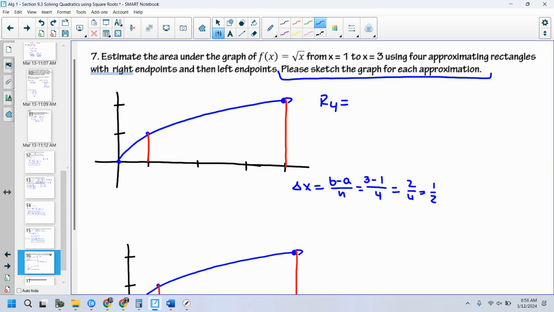I don't understand why we're doing R4. Didn't I say... Oh, 4 approximating rectangles. Okay, so, but are we approximating from x equals 1 to 4? No, we're approximating from 1 to 3 using 4 rectangles.